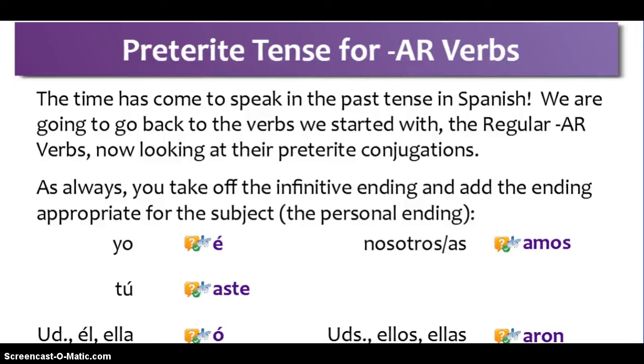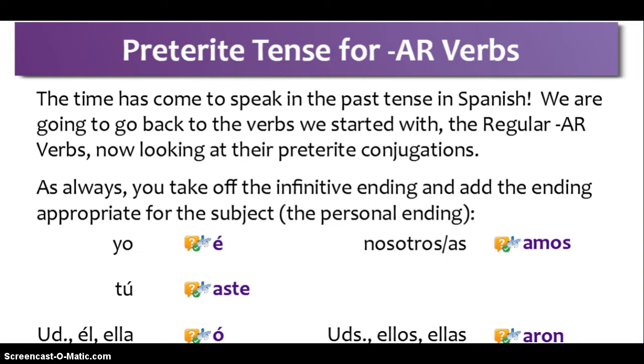Did you notice anything else? We have é as an ending for yo. The letter E, pronounced "eh" of course in Spanish, is used for ER and IR verbs in conjugation, and now it is used for yo preterite tense conjugation for AR verbs. Again, the accent mark is very important in this conjugation.